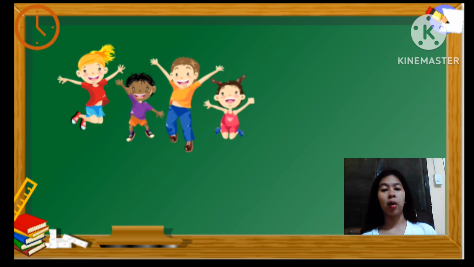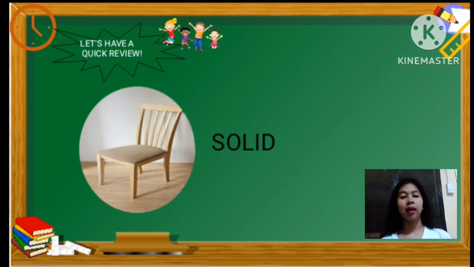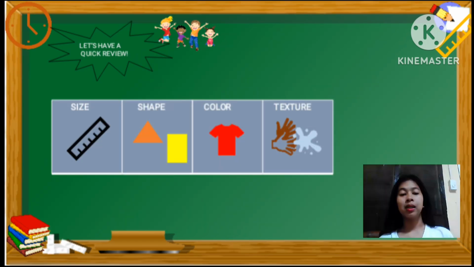Before we proceed to our new lesson, let's have a quick review. What state of matter has definite or certain space? Who wants to answer? Okay, the answer is solid. It occupies space. And what characteristics did the solid substance have? The solid has size, shape, color, and texture.